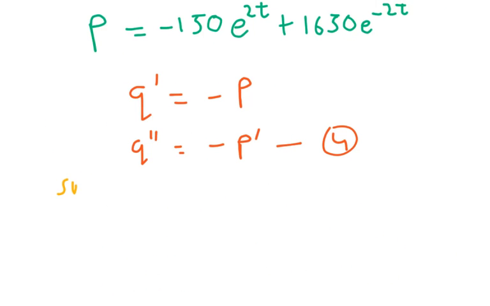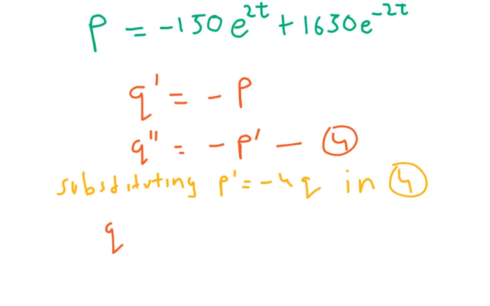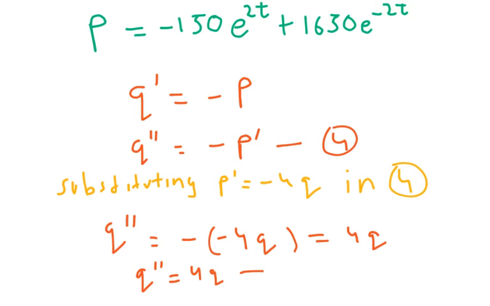Substituting p dash is equal to minus 4q in 4, we get q double dash is equal to minus of minus 4q, which is equal to 4q. So q double dash minus 4q is equal to 0. Again when we solve this, we get q is equal to d1 e raised to 2t plus d2 e raised to minus 2t.